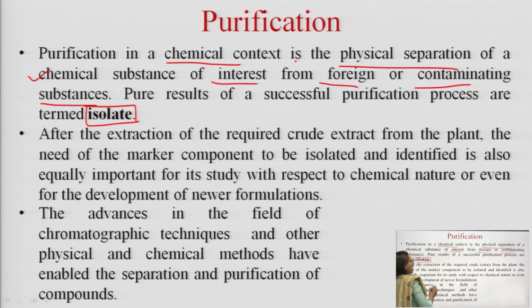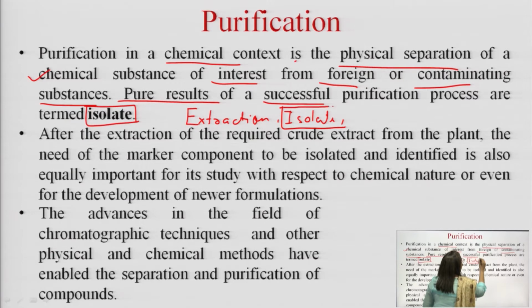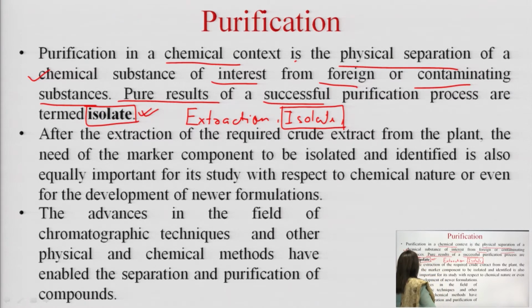So all these days we had been discussing a few things under this unit, that was extraction, isolation. So here what it suggests is that a pure result of successful purification will result in the substance termed as isolate. That means once the isolation process is complete, we get one pure substance and that is termed as isolate, and various techniques are used to achieve this.